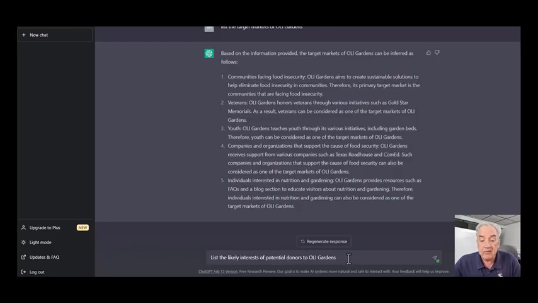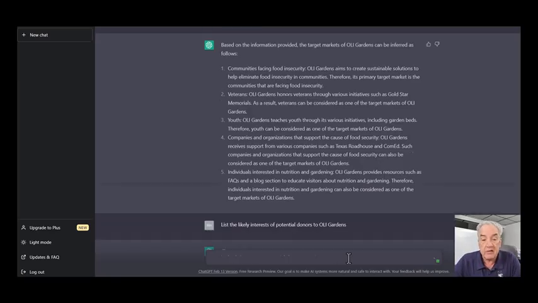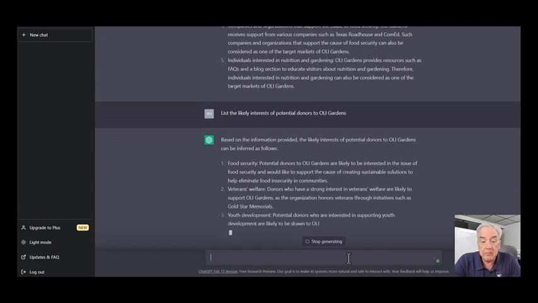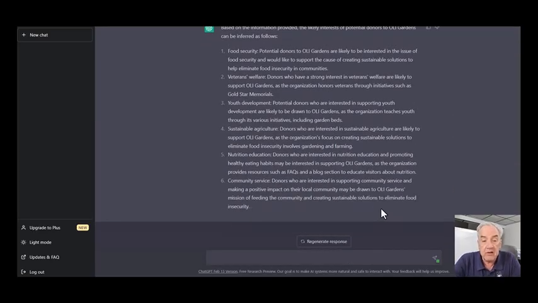So I want it to list the likely interests of potential donors to OLI Gardens. Food security. So they talked about food insecurity before. Veterans makes a lot of sense since they support that. And veterans would be interested in helping other vets and Gold Star memorials, youth development, sustainable agriculture. Okay, all these are really good topics that would attract donors to OLI Gardens. And so I want to use this information to identify some outside of the box activities and things we can do to attract these donors to the company.